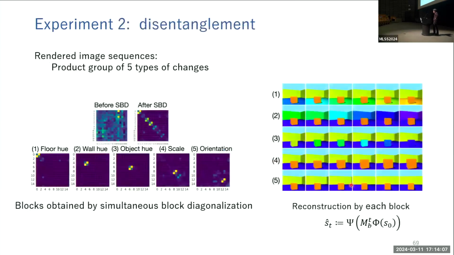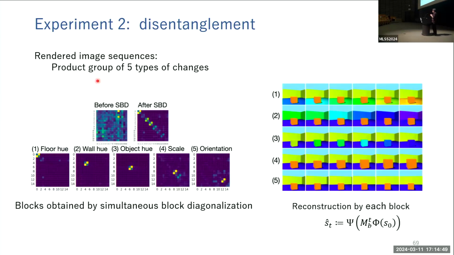And the second experiment is to confirm the disentangled representation. So we use a rendered image in three-dimensional space and take a two-dimensional snapshot for the data. And we make a sequence of such images using various group actions. In this case, we applied group actions consisting of 5 types of changes like colors, the size of the object, and the rotation, the orientation of the object.